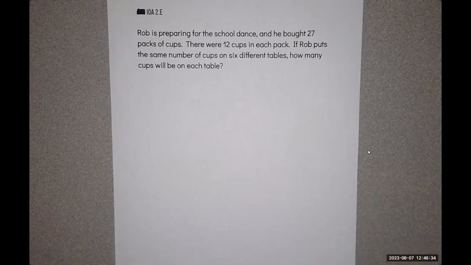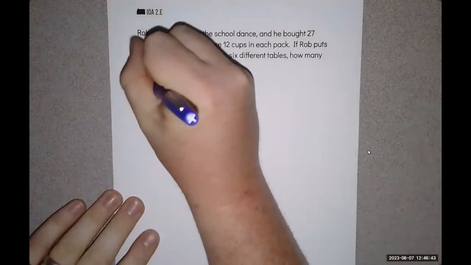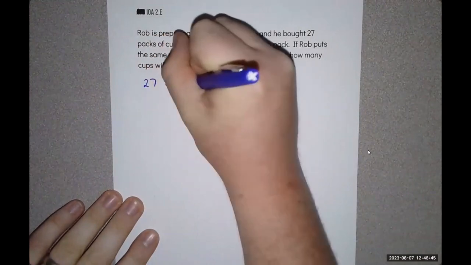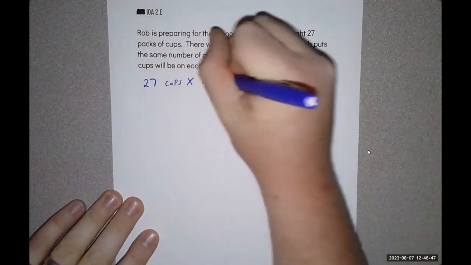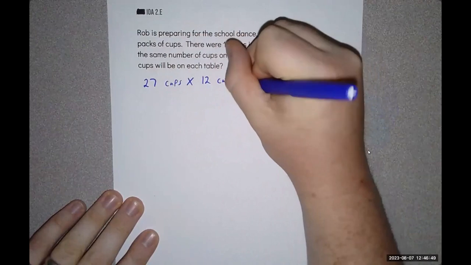So first, when reading the problem, I notice that my first step is to determine how many cups he has purchased. So my equation to represent this is going to be 27 cups times 12 cups per pack.